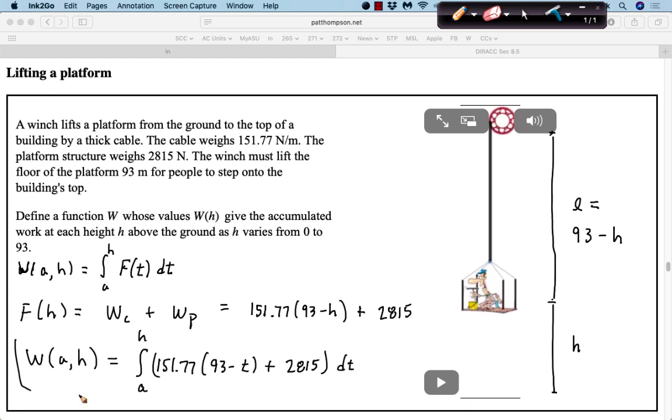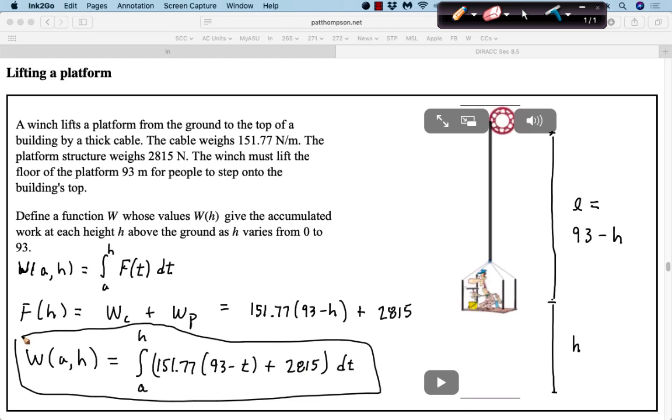Got it. Done. So now with that function, I can start at any height A. A is a parameter, fixed in the situation. We could start at any height A, and then we'd know what the work is to any other height H. We could put that in GC, and it could crank out answers for us using the function notation.